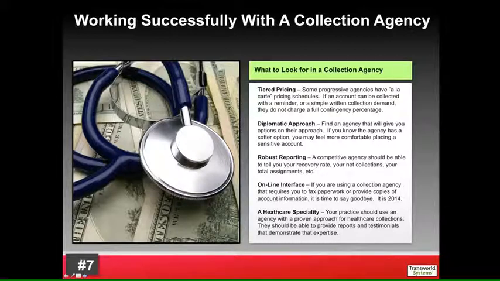Next, robust reporting. A competitive agency should be able to tell you their recovery rate, their net collections, total assignments, right? You should be able to get these things. We're always amazed at, in consulting with practices, how little information they're able to get from their collection agencies. I mean, this is someone who has a lot of your money and a lot of responsibility for the success of your practice. They should be able to give you whatever you want. And in that same vein, online interface is important. If you're using an agency that requires you to fax paperwork or mail stuff or provide copies of account information, it's time to say goodbye.